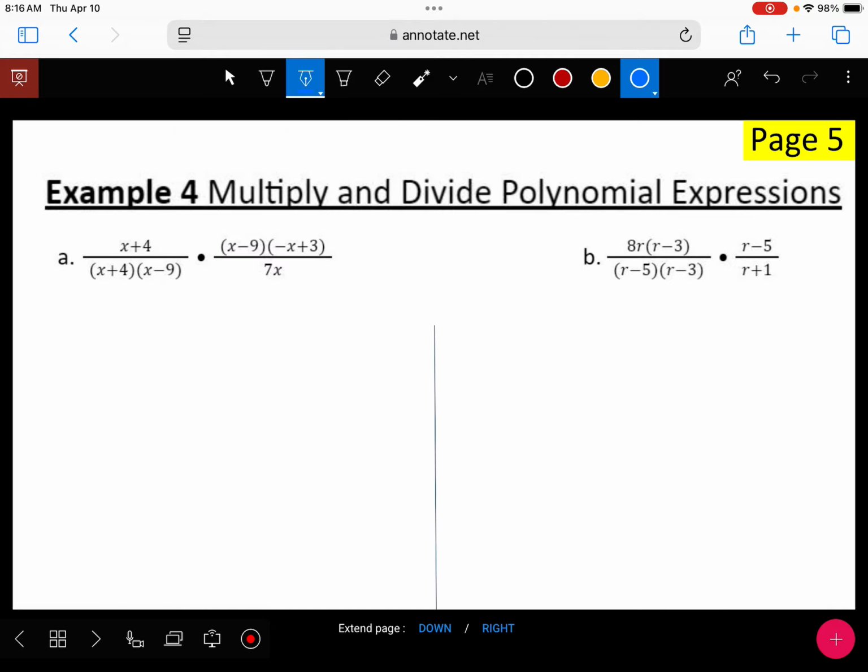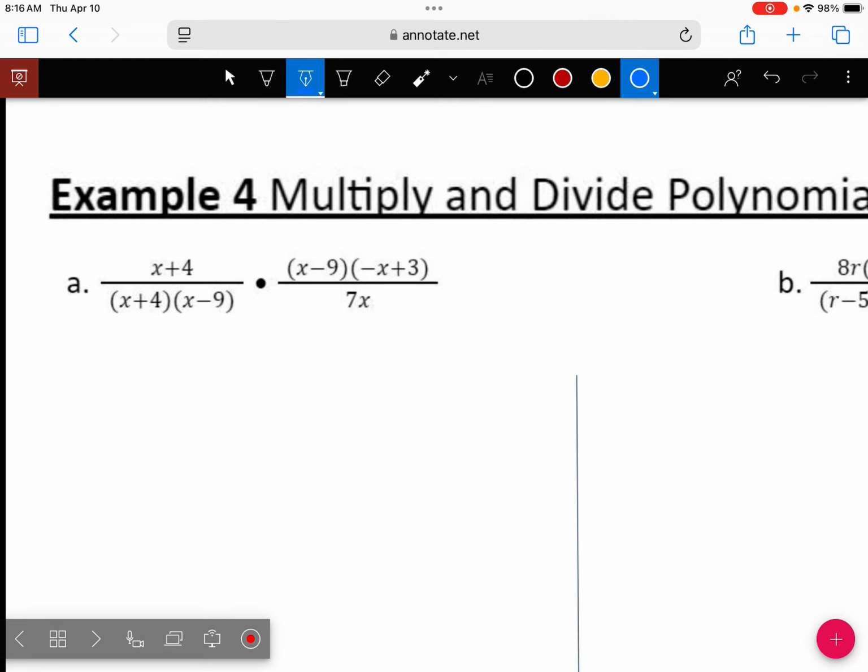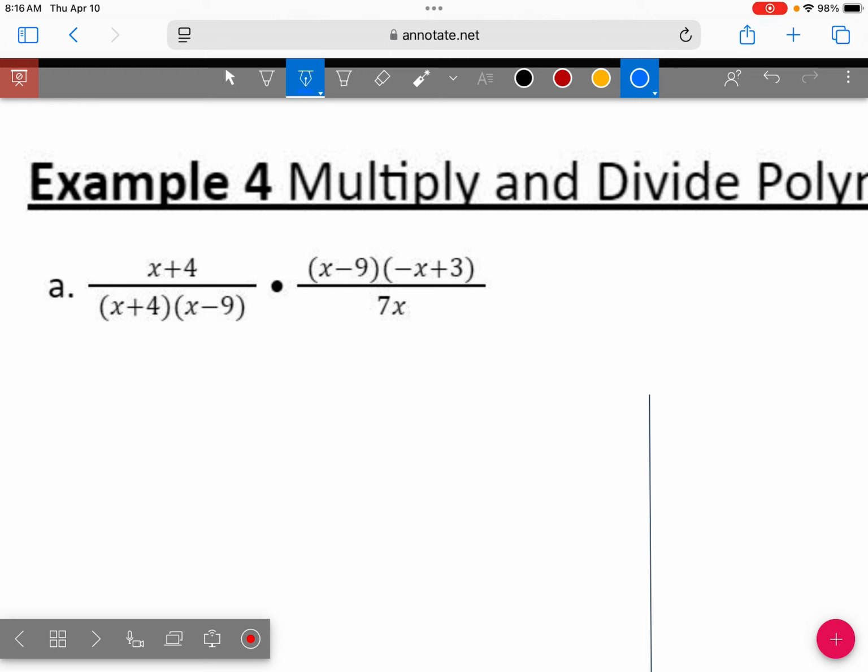So let's look at this first example. Let's skip all the way to page 5. So let's go to the next page. Find example 4. Does everyone see example 4? All right, so this is multiplication. So because it's multiplication, we can really just make this one whole fraction, because remember, we're going straight across. And then I want you to cancel out anything that's upstairs and downstairs.